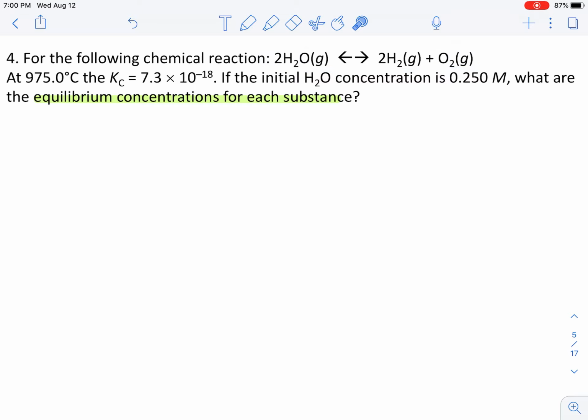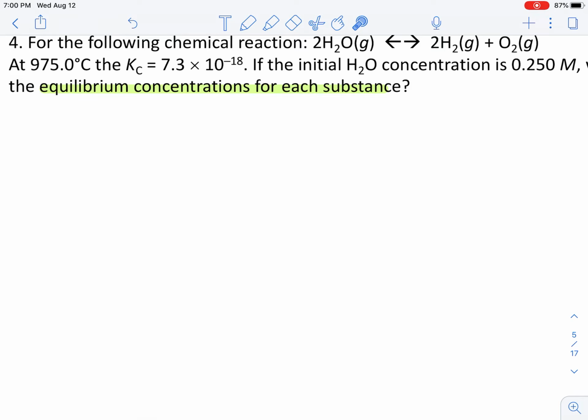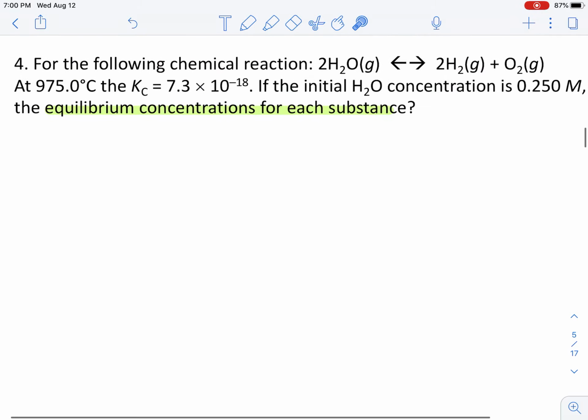And very similar to the previous example, to accomplish our goal, we need to write the mass action expression, because the mass action expression will help us define the equilibrium concentration for each and every single one of these substances.